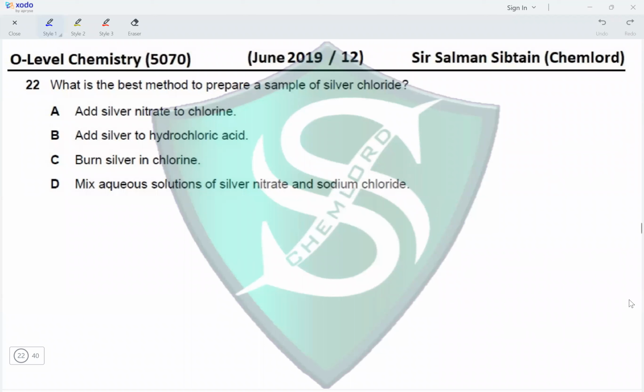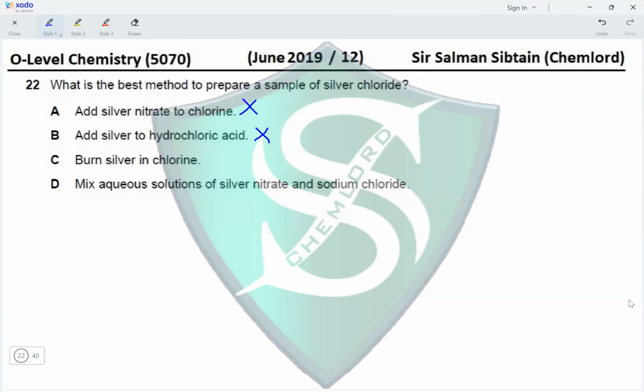Question 22. What is the best method to prepare a sample of silver chloride? Silver chloride is an insoluble salt. Option A says add silver nitrate to chlorine. No, chlorine is a gas and silver nitrate is a liquid. B. Add silver to hydrochloric acid. Silver is less reactive than hydrogen, so it will not react with hydrochloric acid.